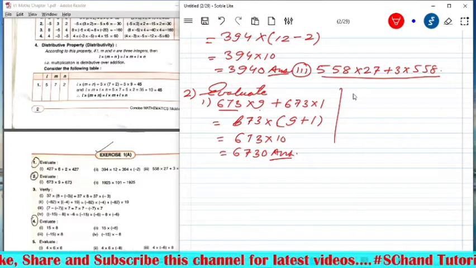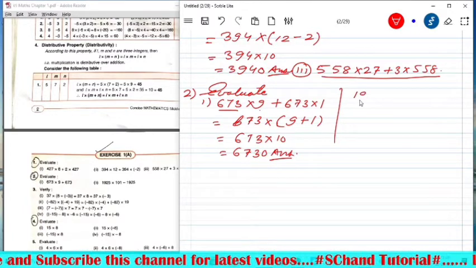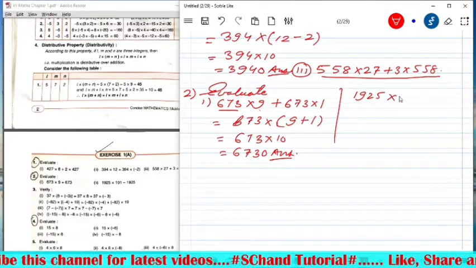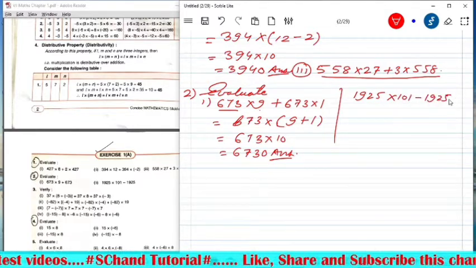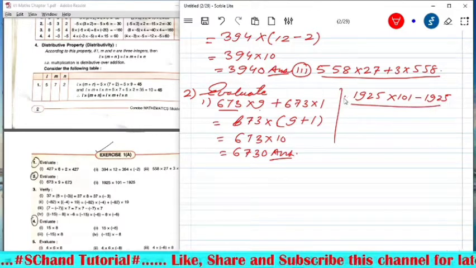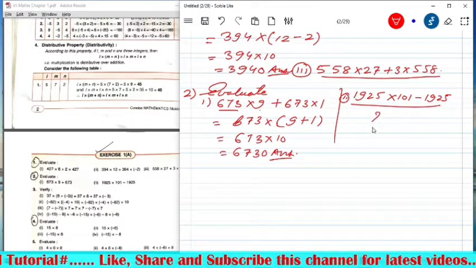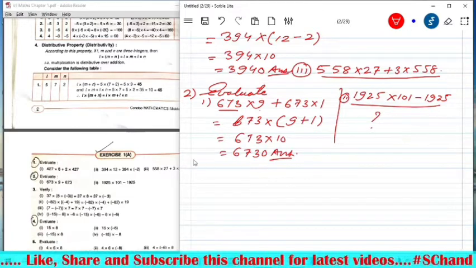So this will be a homework, that is 1925 is multiplied with 101 minus 1925. So this you can solve, second part, and you can write in the comment section how to solve this.